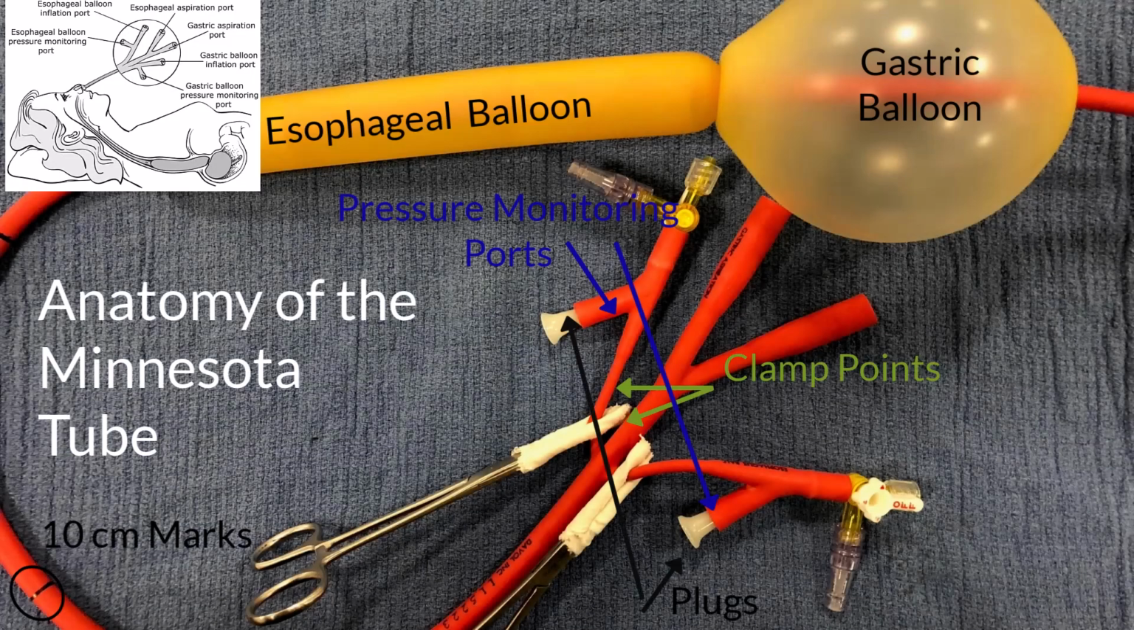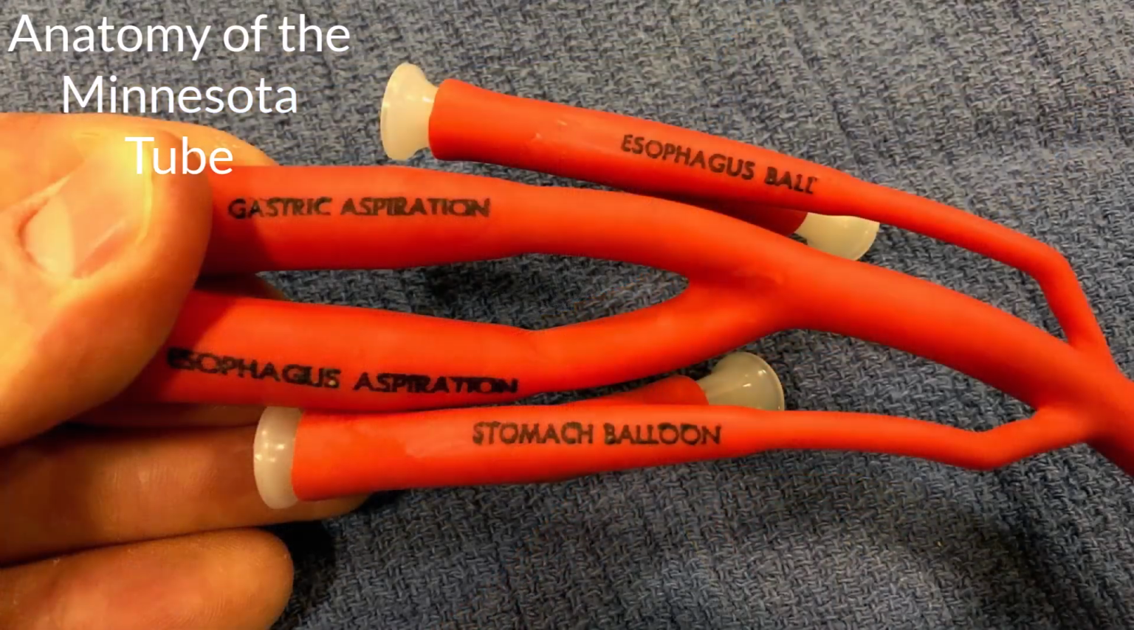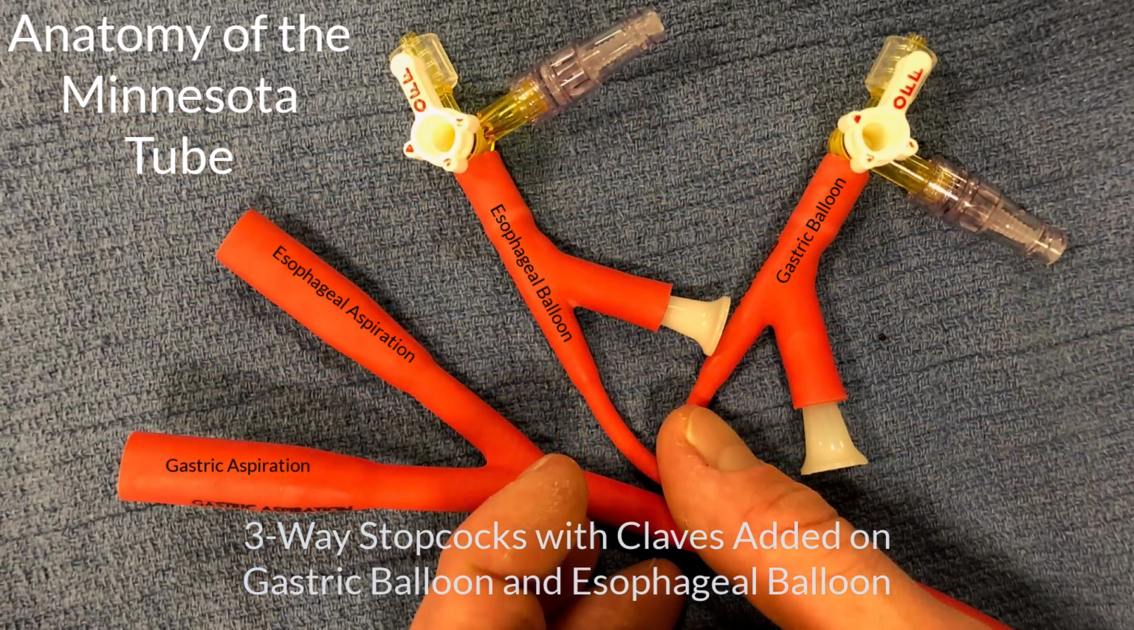Before we go further, let's discuss the anatomy of the Minnesota tube. The Minnesota tube has a gastric balloon, esophageal balloon, 4 ports that we will review in a moment, and 10 centimeter tick marks to help guide your depth. Here you can see where the rubber shod clamps are placed to prevent loss of pressure from the balloons. The Minnesota tube has 4 lumens, 1 for the gastric balloon, 1 for the esophageal balloon, 1 for the gastric aspiration port, and 1 for the esophageal aspiration port.